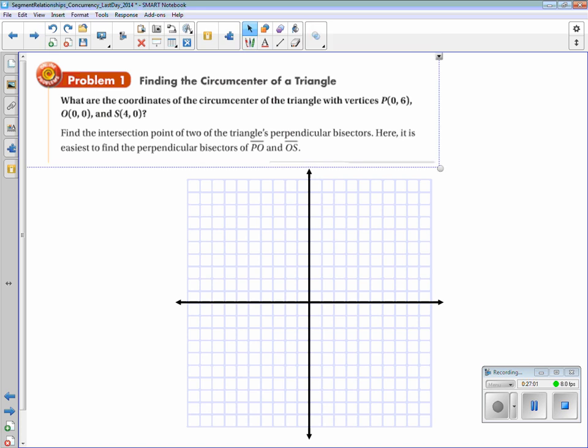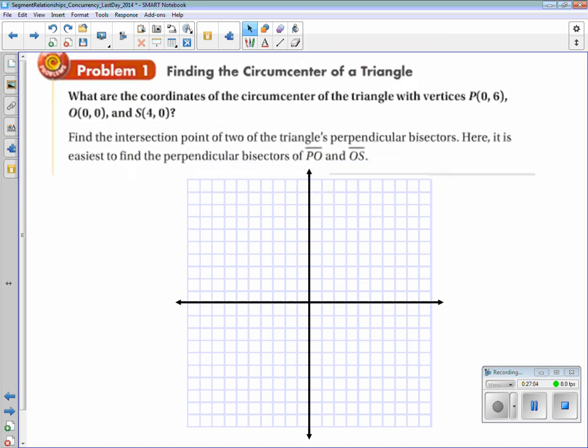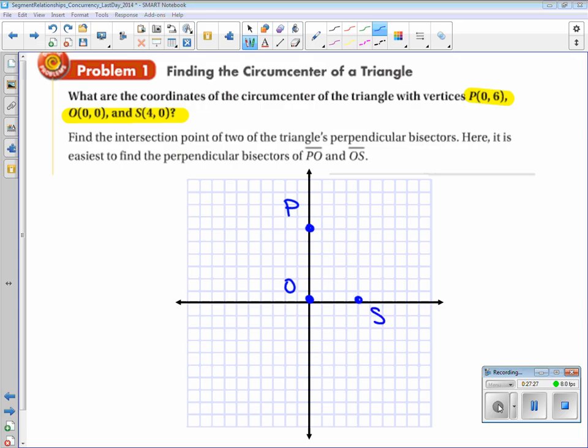I'm asking that you go ahead and graph points P, O, and S. P is the point (0, 6). O is (0, 0), and S is (4, 0). So I'm going to graph the point (0, 6). Label that point P. O is the point (0, 0), and S is the point (4, 0). I'm just going to draw in the triangle. Darken it up a little bit so you can see. And I have this triangle, OPS.